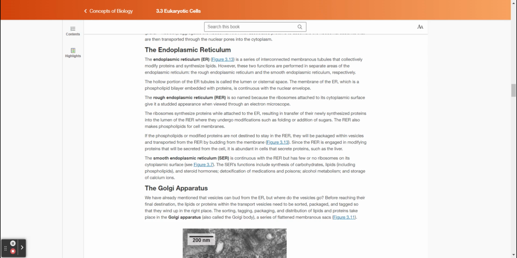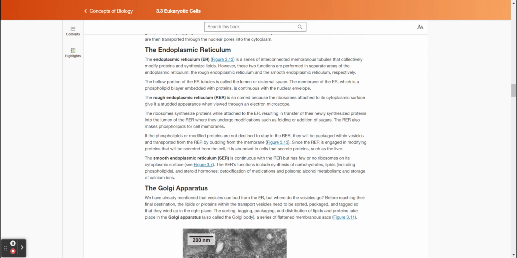If the phospholipids or modified proteins are not destined to stay in the RER, they will be packaged within vesicles and transported from the RER by budding from the membrane. Since the RER is engaged in modifying proteins that will be secreted from the cell, it is abundant in cells that secrete proteins, such as the liver.